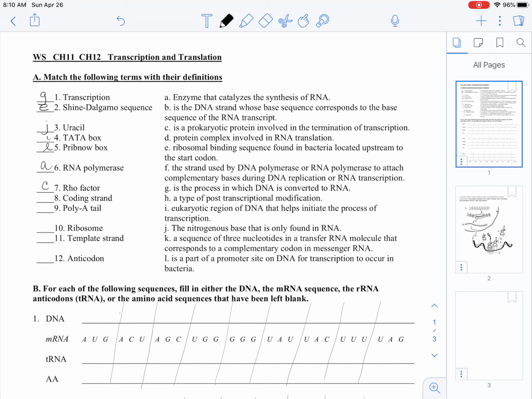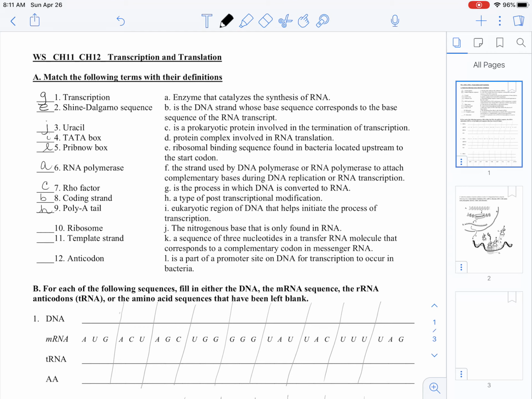Number 8 is letter B. The coding strand is the DNA strand whose base sequence corresponds to the base sequence of the RNA transcript. Remember that in the RNA transcript, we're not going to have any T's. We're going to have U's instead. Number 9, which is the poly-A tail, corresponds to the letter H, which is a type of post-transcriptional modification.